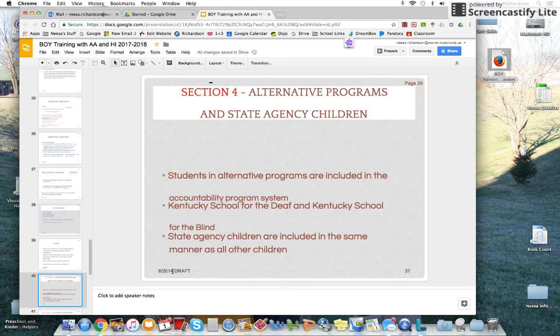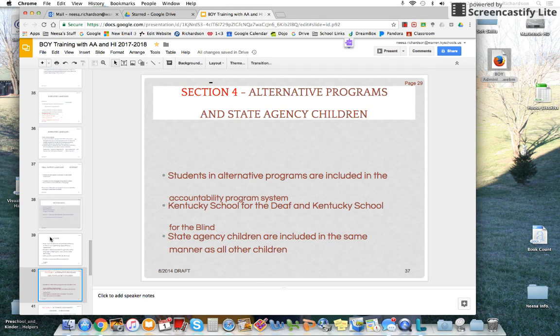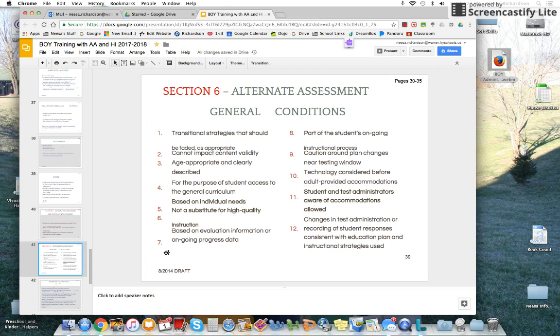Alternative programs, that would be alternate assessment students. And like I mentioned before, they do have an assessment that they give twice in the year. Transitional strategies are used with these students to help diminish the use of the accommodations as they are needed. It's ongoing, it's always evaluated, and it's important. Usually you'll have an assistant, or Ms. Faraj herself will be in part of that alternate assessment in your classroom.